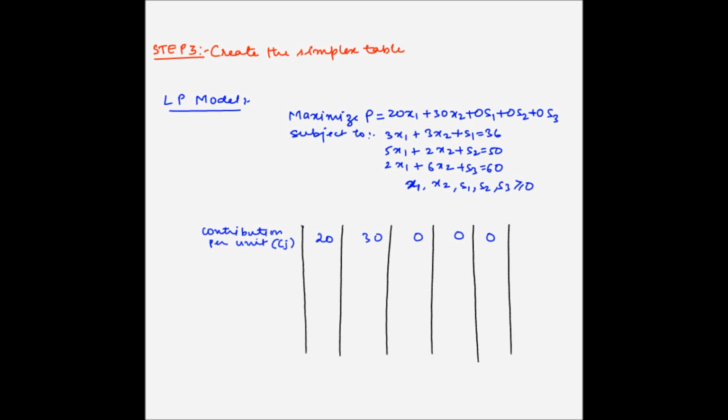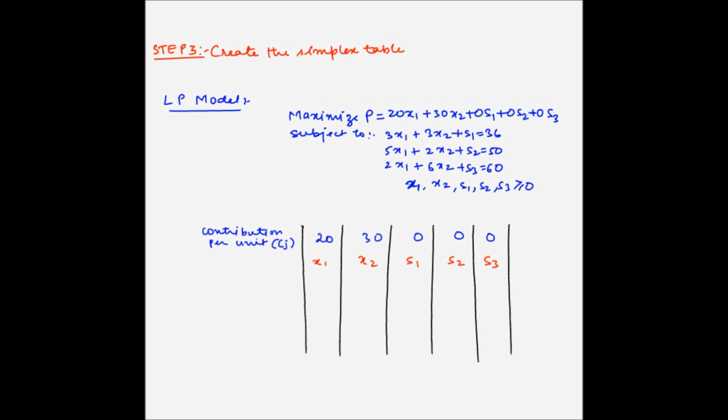Now the second row of the table indicates the variables in the problem for which the Cj components have been written in the first row. So 20 was the coefficient of x1, 30 was the coefficient of x2, and so on. So we'll place those variables here. So x1, x2, s1, s2, s3. Now below the second row of the table, the coefficients of variables in the constraints are noted down.